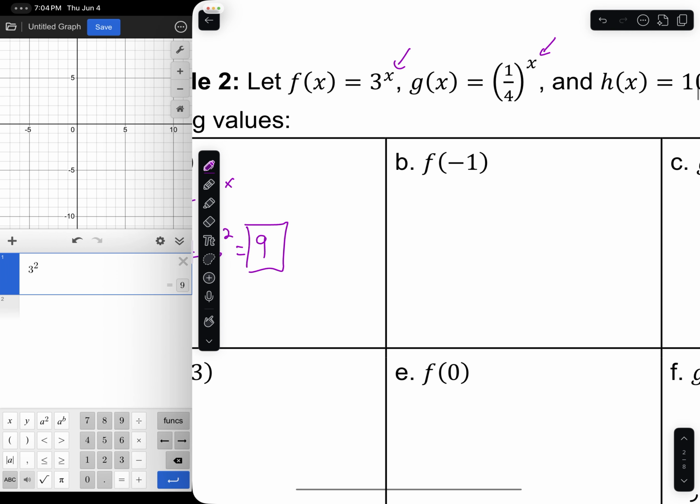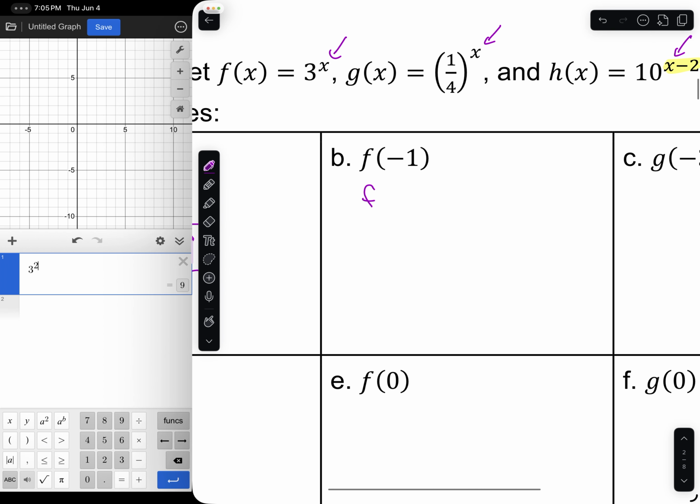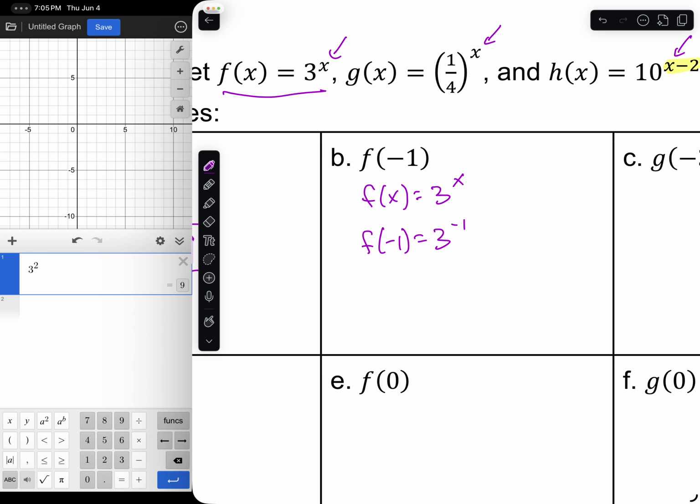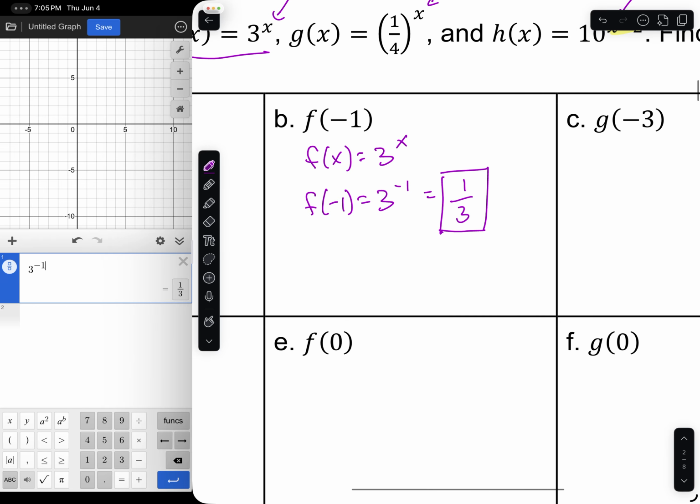Right here, they're asking for f of -1. So f of x, again, is 3 to the x. I'm just rewriting that here. Now I want to plug in -1 for x. So I get 3 to the -1. I'm not sure what that equals. Let's look over here. 3 to the -1 equals 1/3. That's how negative exponents work.